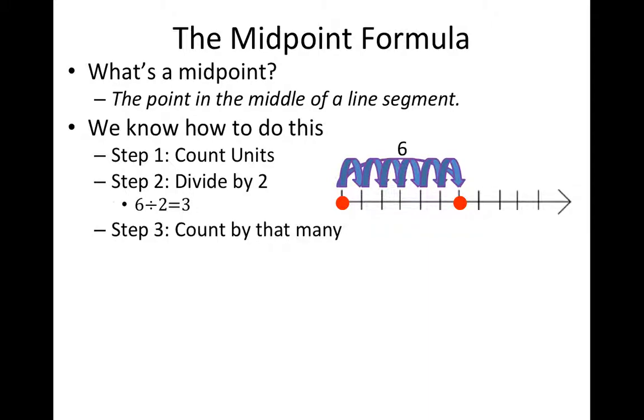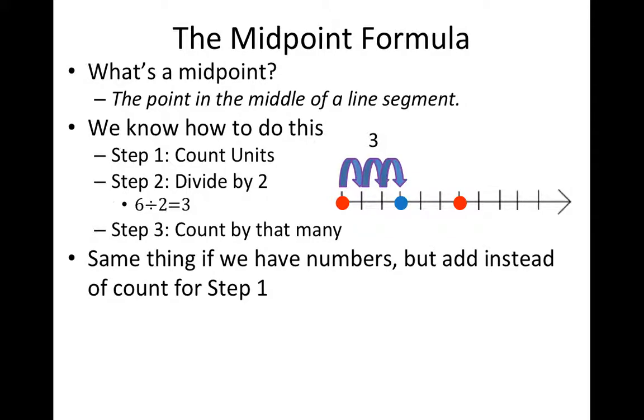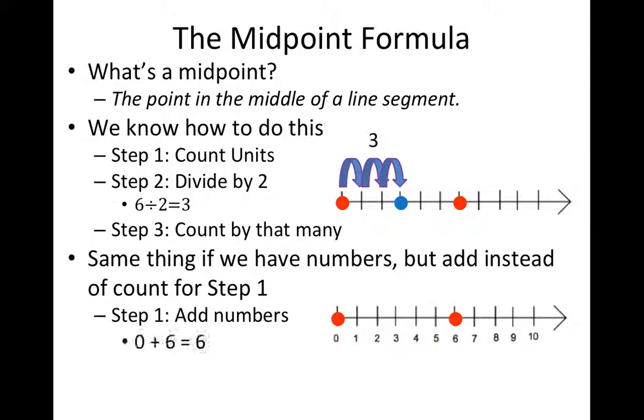And the final step is to count by that many from either of the points. I could have done it on the left or the right. I'll just choose the left, and I'm going to count by 3 points. 1, 2, 3. And so there is my midpoint. I follow this exact same procedure if I have a numbered number line rather than just a blank number line like in my first example. So the first step is, instead of counting, I'm going to add the units. I add the 2 different points, 0 and 6, and I get 6. Next I divide by 2, I get 3, and so my midpoint is at 3.